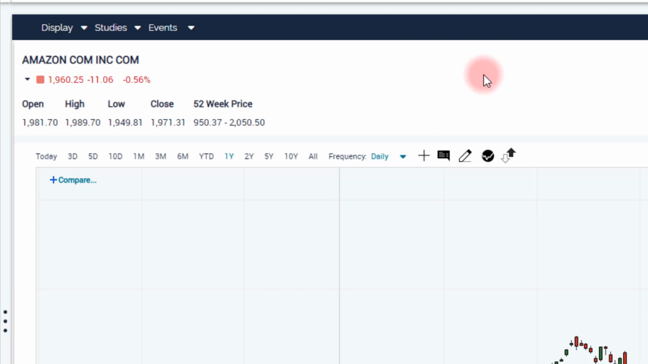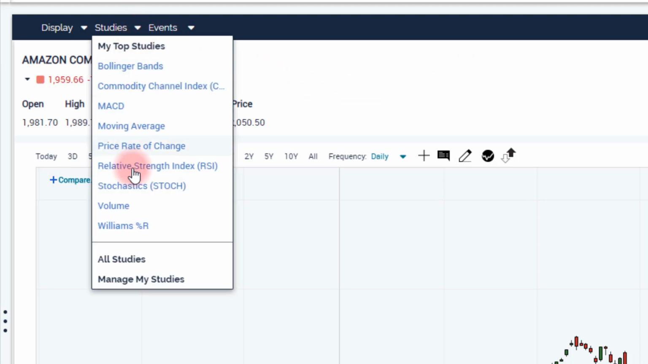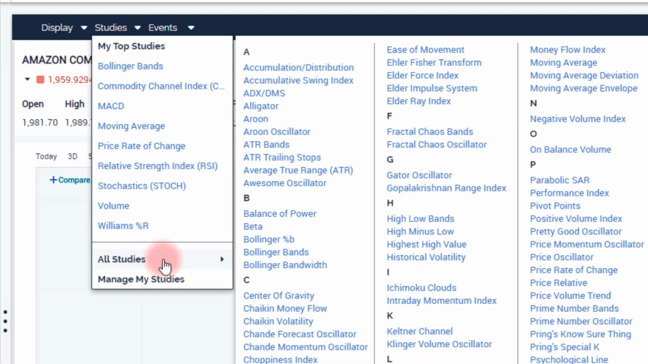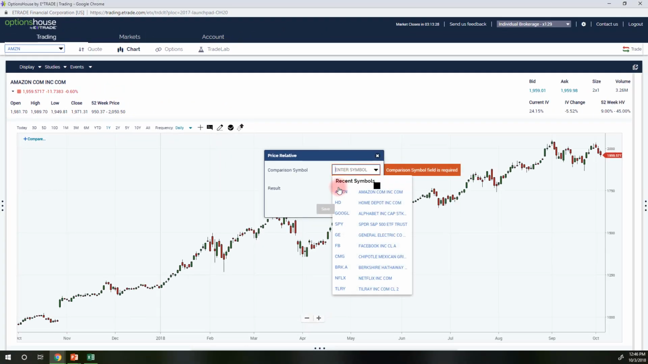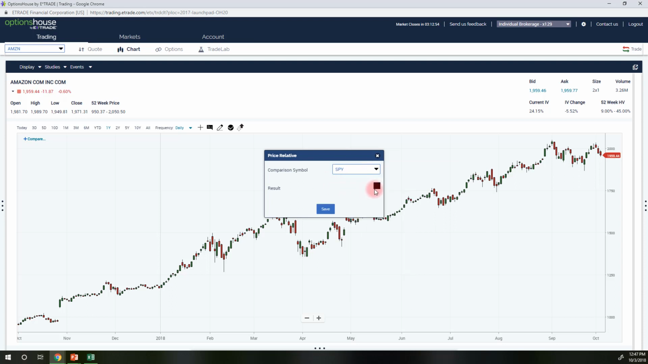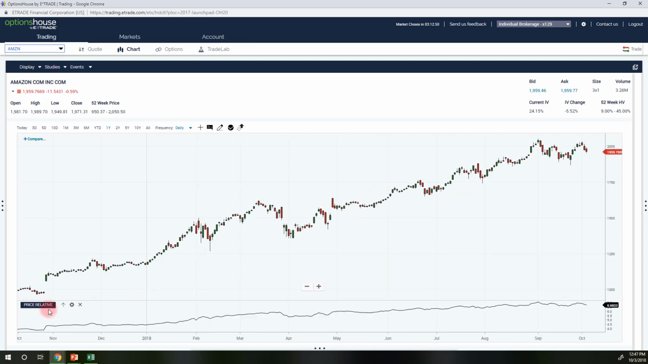Let's go over to the E-Trade platform and take a look at the relative price indicator. Click on Studies up here, all studies down below, and then over here we have our price relative. Click there, and you get to enter your ticker symbol. Again, it could be a sector, it could be an index, could be another stock. To keep the example the same, I'm going to use the SPY, and I can change the color here, and then let's choose Save. And down below is our price relative.